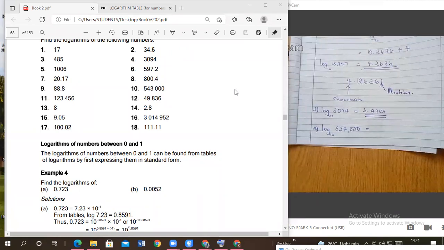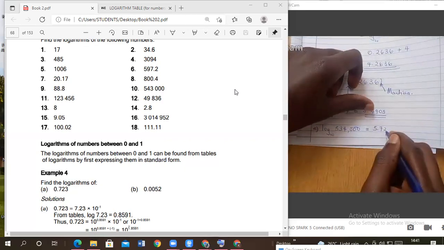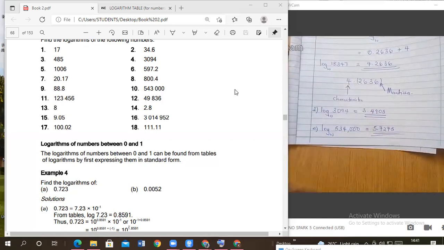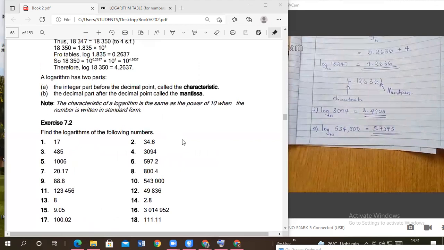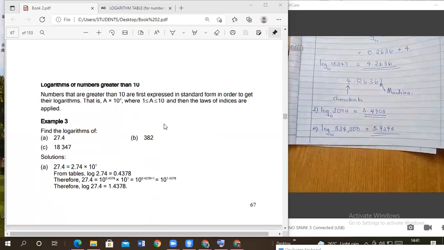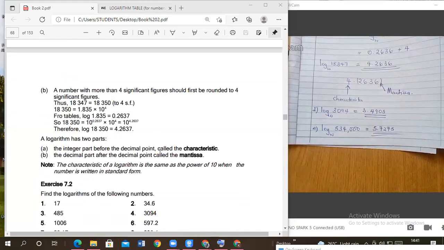5.72. Very good. I think we are together on that. Okay. So that's how we get logarithm for numbers which are greater than 10.